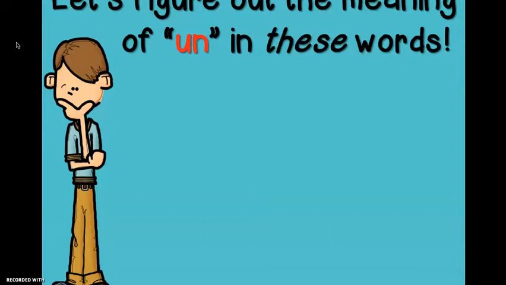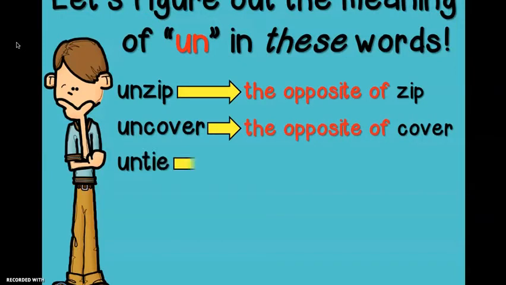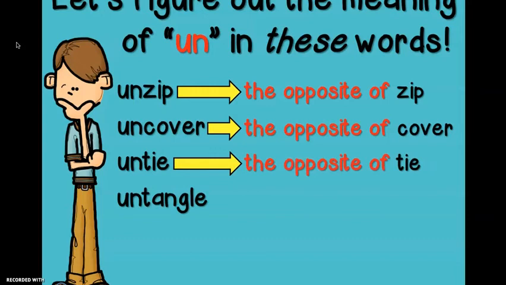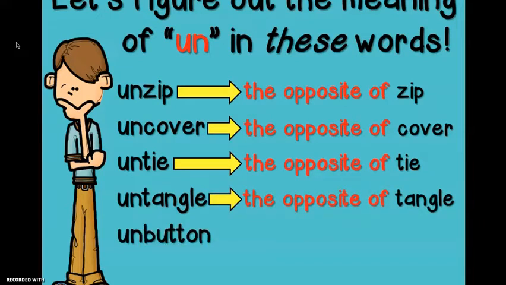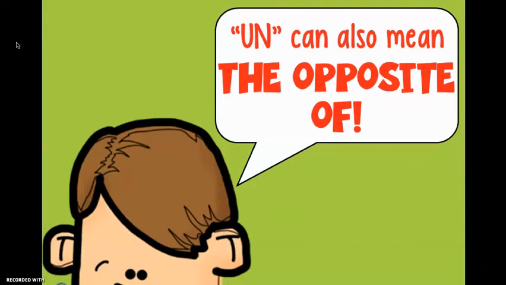Let's figure out the meaning of un in these words. Unzip means the opposite of zip. Uncover means the opposite of cover. Untie is the opposite of tie. Untangle is the opposite of tangle. Unbutton is the opposite of button. And unwrap is the opposite of wrap. What do you see in common here? That's right. Un can also mean the opposite of.